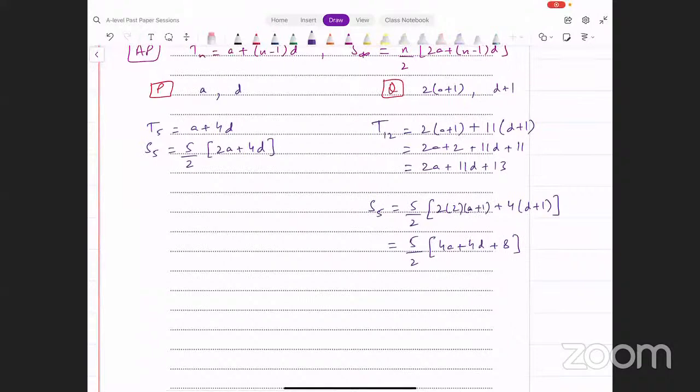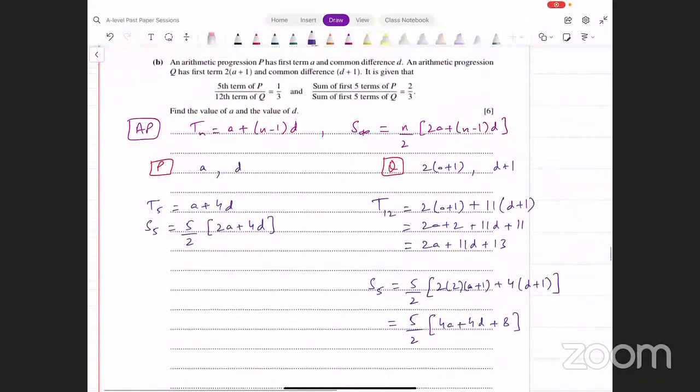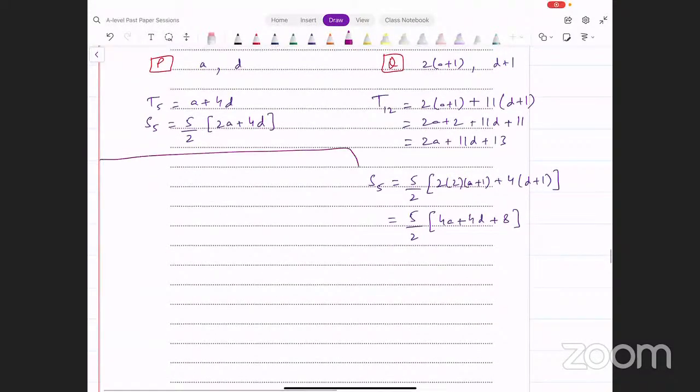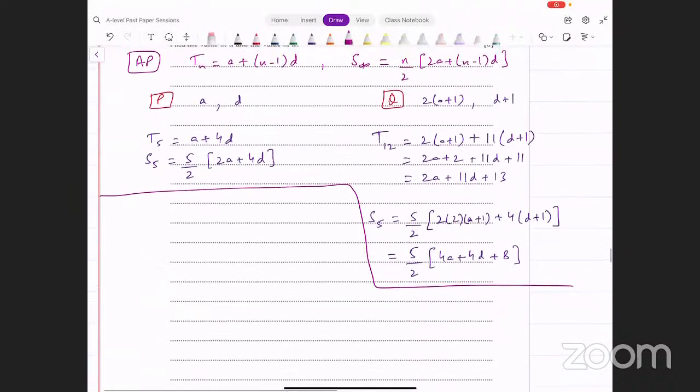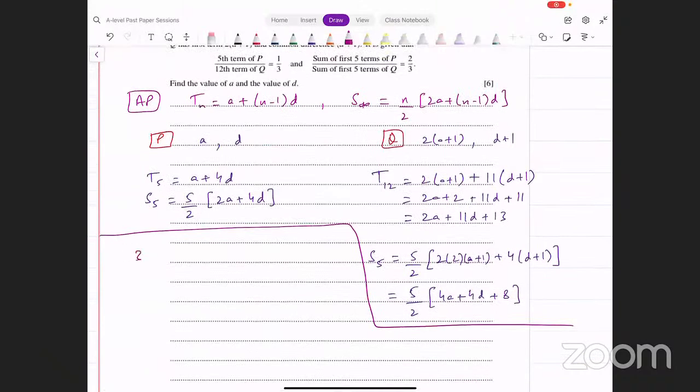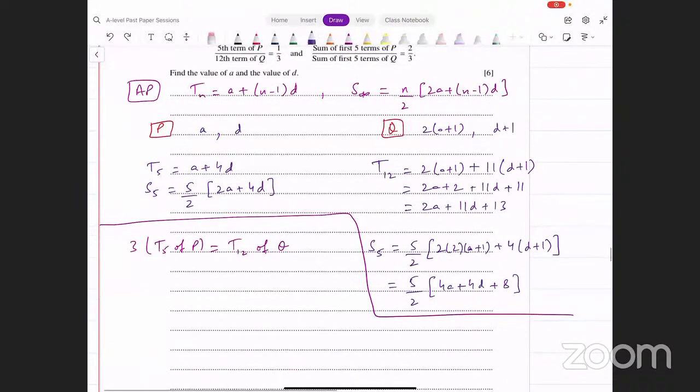ठीक है, अब क्या होएगा? हम दो इक्वेशंस बना लेंगे, एक टर्म वाले रिलेशनशिप को यूज करके और एक सम वाले रिलेशनशिप को यूज करके. ठीक है, लेट्स डू दैट. टर्म वाले रिलेशनशिप को यूज कर लेते हैं. 3 into term 5 of P, that equals term 12 of Q. ये रिलेशनशिप है. इसको 3 से मल्टीप्लाई कर दिया, इसको इधर मल्टीप्लाई कर दिया.